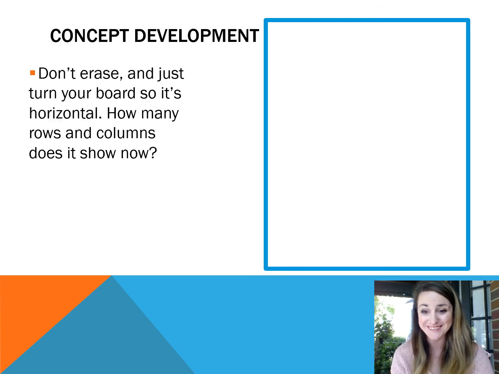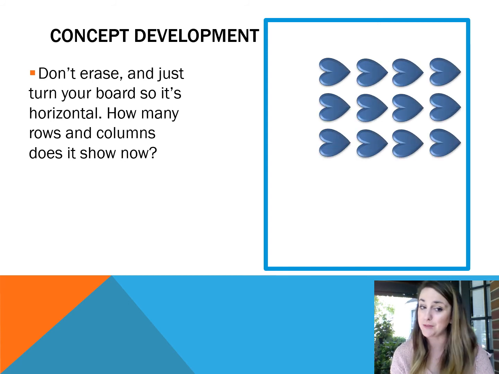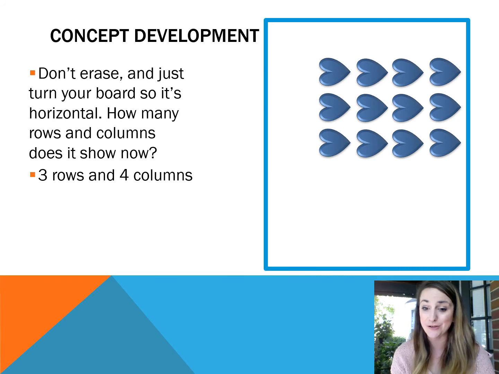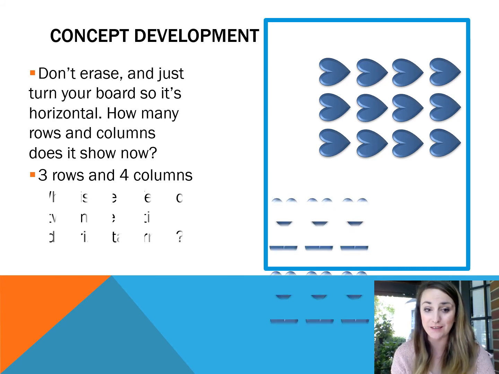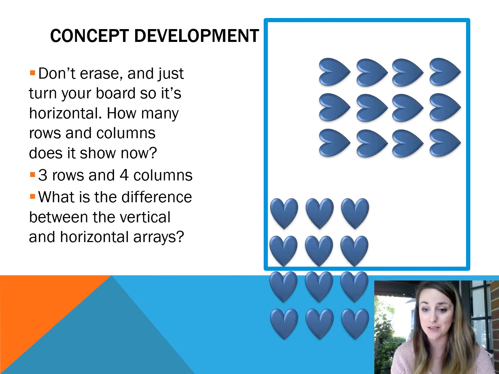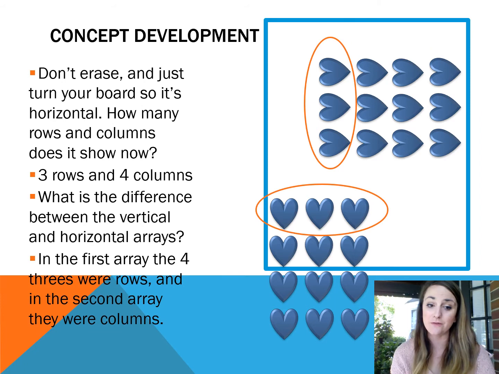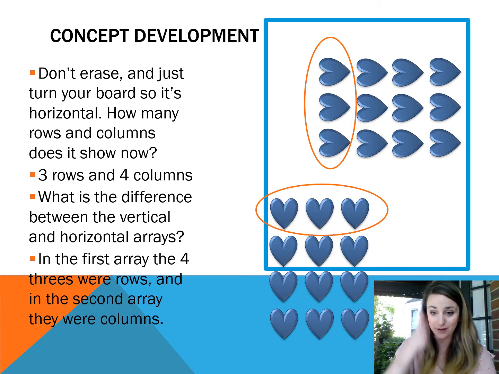Don't erase. Just turn your board so it's horizontal now. How many rows and columns does it show? It now shows 3 rows and 4 columns. What is the difference between the vertical and horizontal arrays? In the first array, the 4 3s were rows, and in the second array, they were columns. Remember, rows go across and columns go up and down.